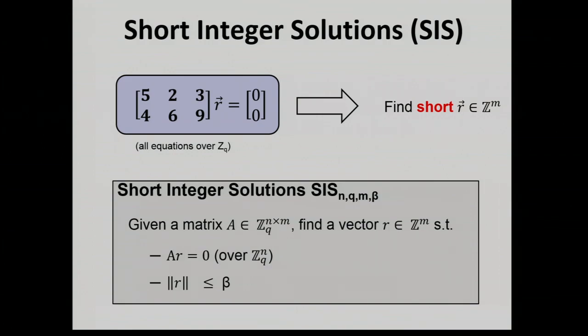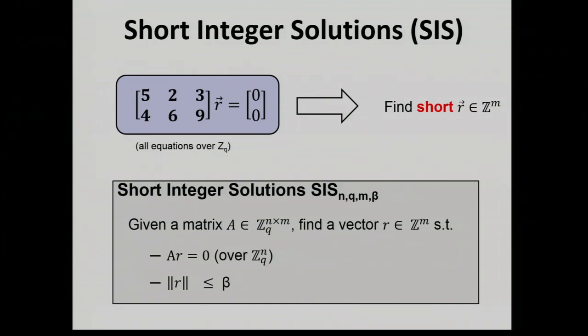Okay, so let's just be a little bit more precise. The short integer solutions problem is defined by parameters n, which is the number of equations, the height of this matrix. Q is the field over which I work. I'm always going to work over a finite field. M is the number of variables. And beta is a bound on how short a vector I want as a solution.